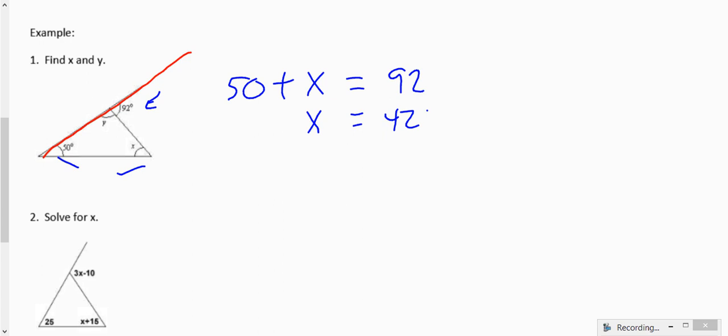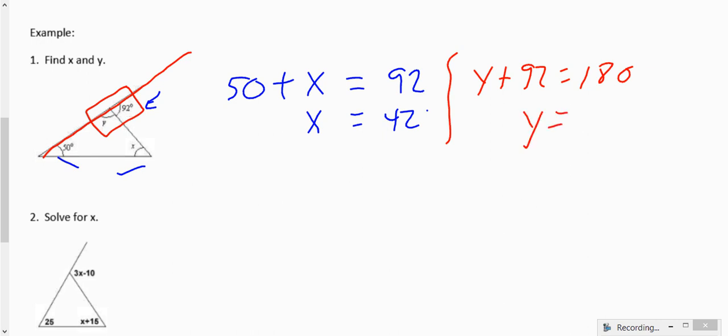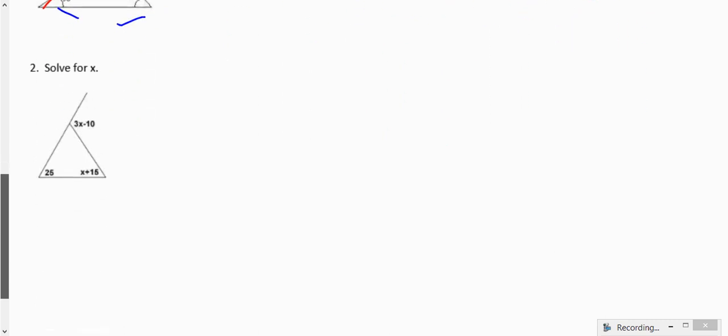Now, don't forget some old knowledge that tells us that those two are a linear pair. So we can say that y plus 92 adds up to 180 because being a linear pair means supplemental. Solve for y, and we get 88. So a little application of the exterior angle theorem.